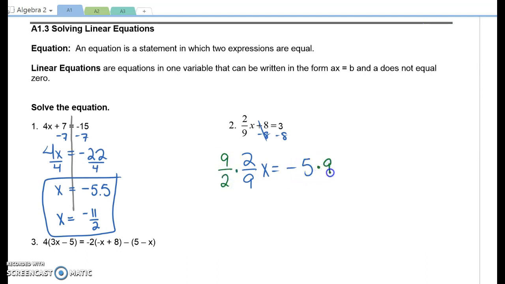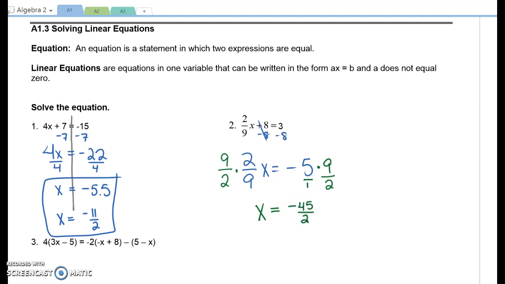And here's a quick review about why that works. When you multiply fractions, you multiply the numerators, multiply the denominators. So 9 times 2 is 18. 2 times 9 is 18. What's 18 divided by 18? 1. And that's what we want. We want 1x. On the right side, you can think of this as negative 5 over 1. So negative 5 times 9 is negative 45 over 2.